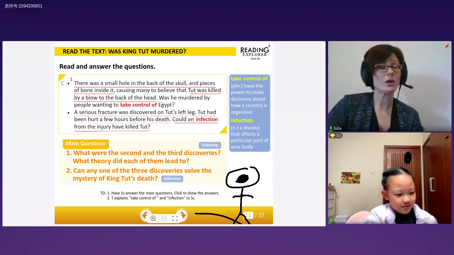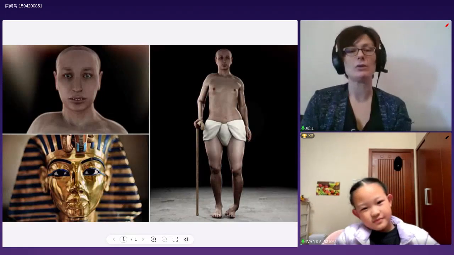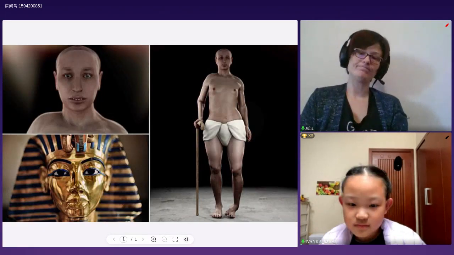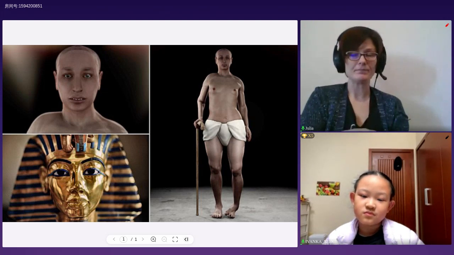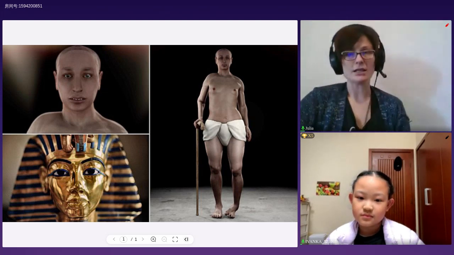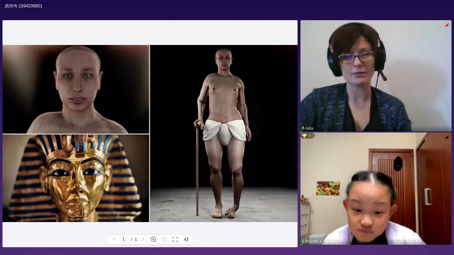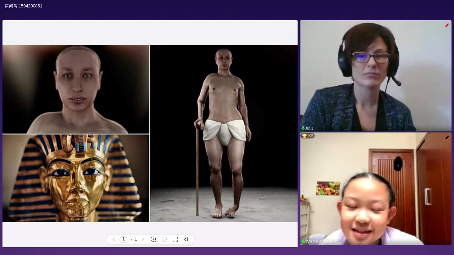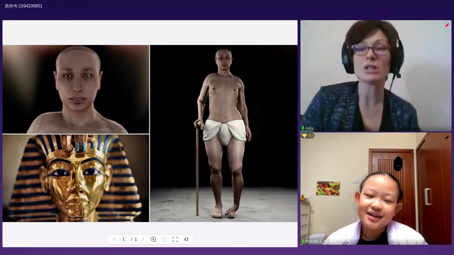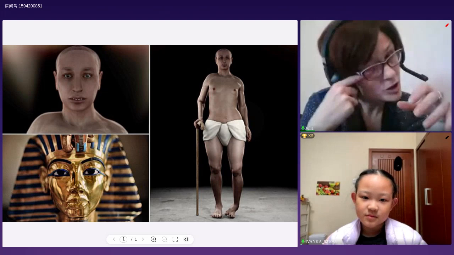We can go back to the picture just for a split second, right, to take a look at it. You can see that he used a cane, right? And take a look at his foot. What is happening here? His foot is kind of damaged, a bit damaged or injured.